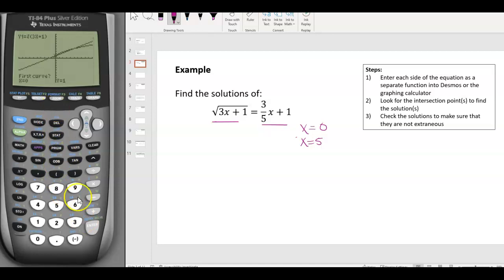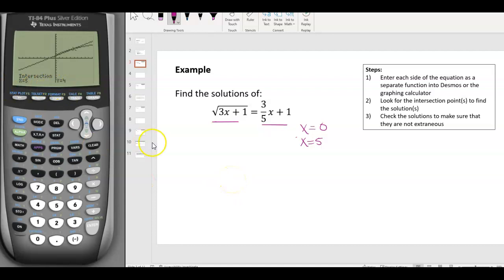So what we're going to do now is hit enter 3 times, and it gives us that first intersection point, which is at x equals 0, y equals 1. Okay, so if we want to find the value of that second intersection point, we're going to go back to intersect again, and then we're going to arrow over to where we're closer to the other intersection. Okay, so we want to tell it to find the intersection over here. So we hit enter, and then enter again, and then enter, and it tells us we have the second intersection at x equals 5, y equals 4.